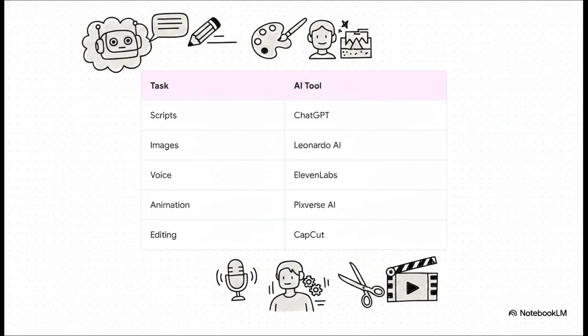You plug your channel identity and scripts straight into ChatGPT. You feed those ideas into Leonardo AI to get your avatar and images. You give the script to 11 Labs for a studio-quality voiceover. You bring it all to life with Pixverse AI for the animation, and then you just tie a nice bow on the whole thing using CapCut for editing. Literally, this stack replaces an entire production studio.